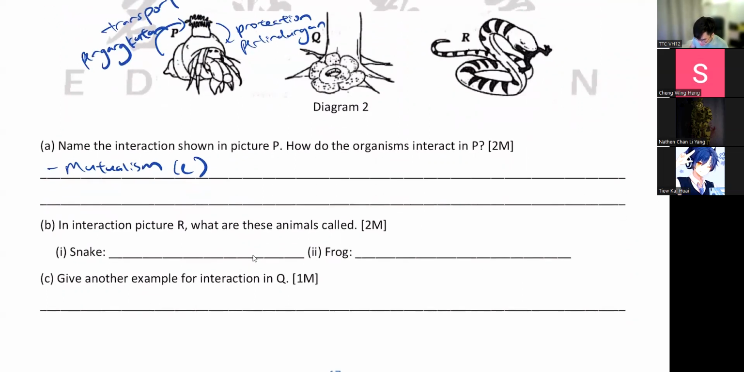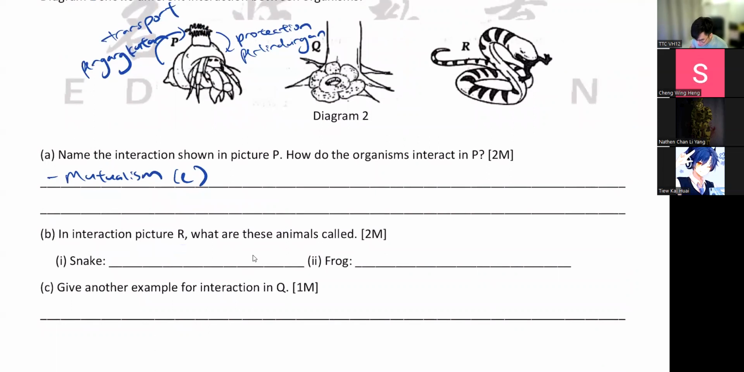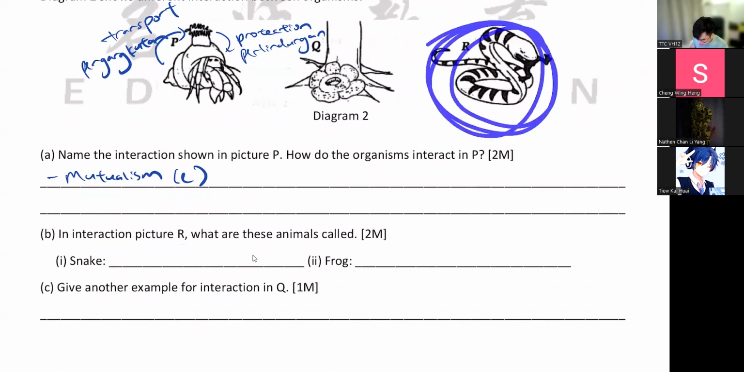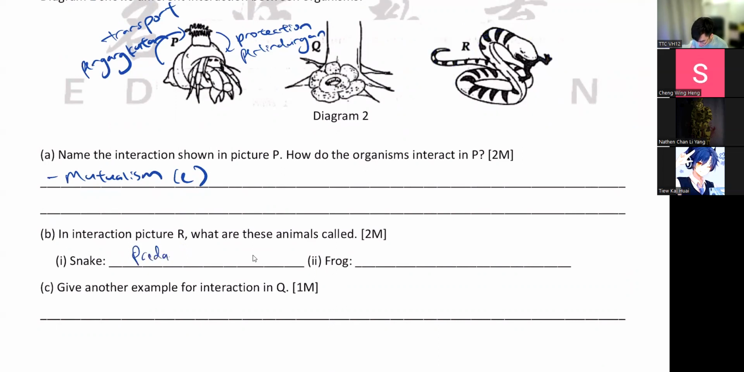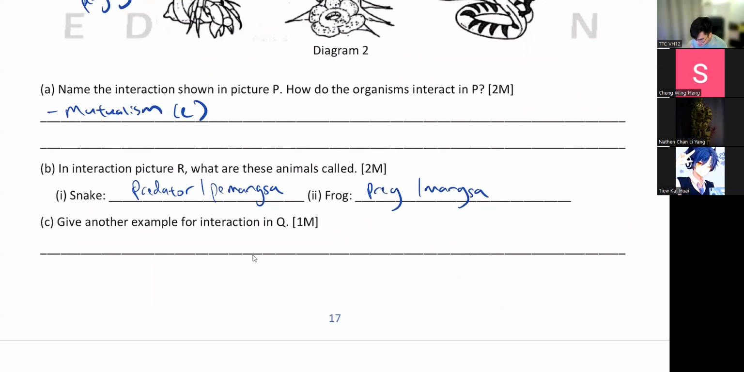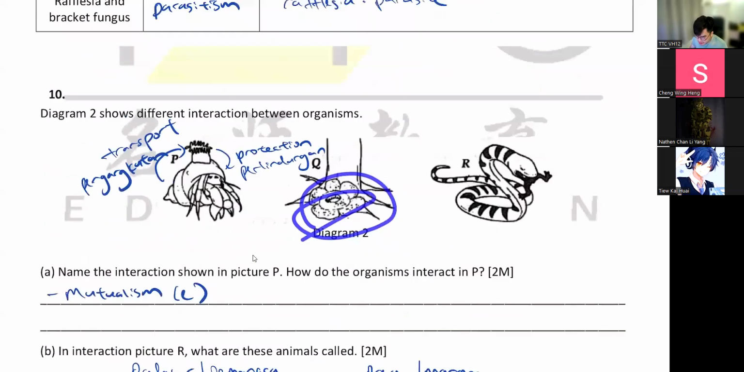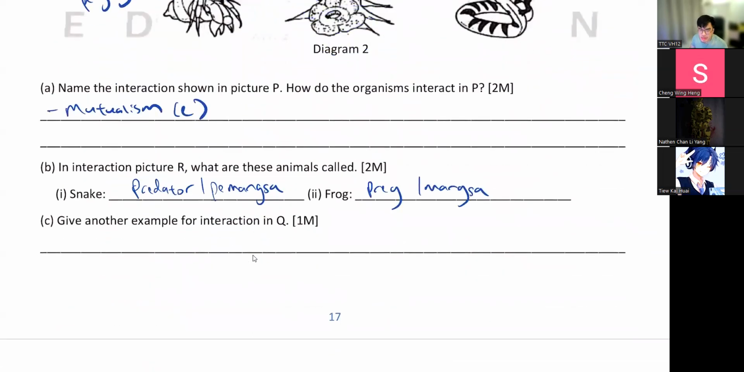Okay, so next B. In interaction R, what are these animals called? So this thing. Snake is your predator, a mangsa, and the frog is a prey, mangsa. So C, give another example of interaction Q. We know this is predation here, and we know this is parasitism. So another example, we know lah, we have tapeworm and human. Cacing pita dan manusia. Okay, tapeworm.